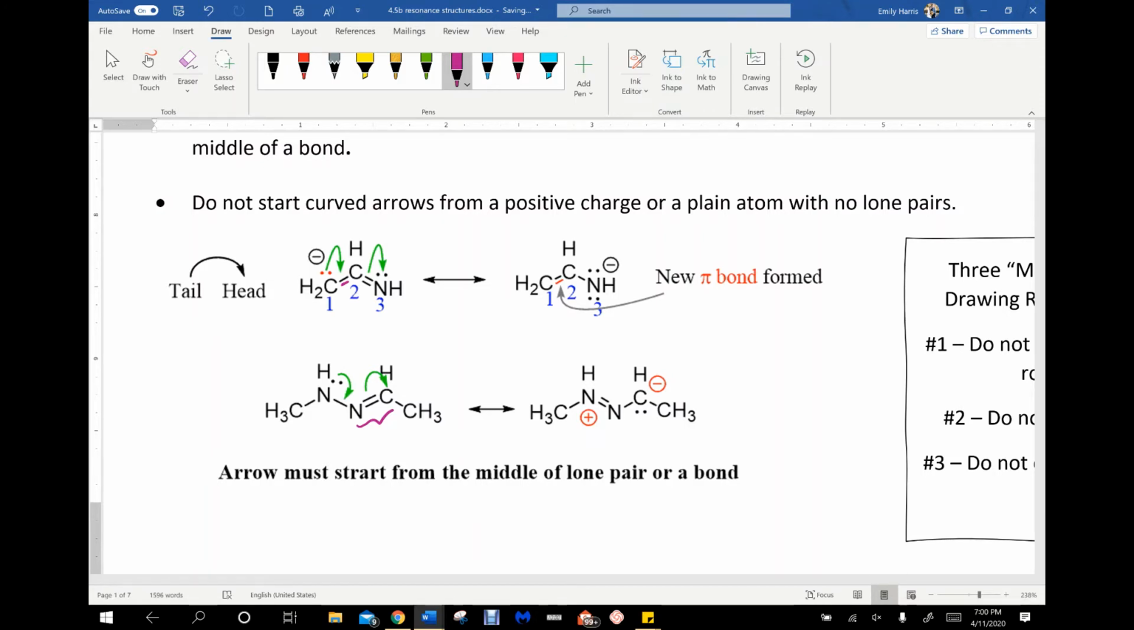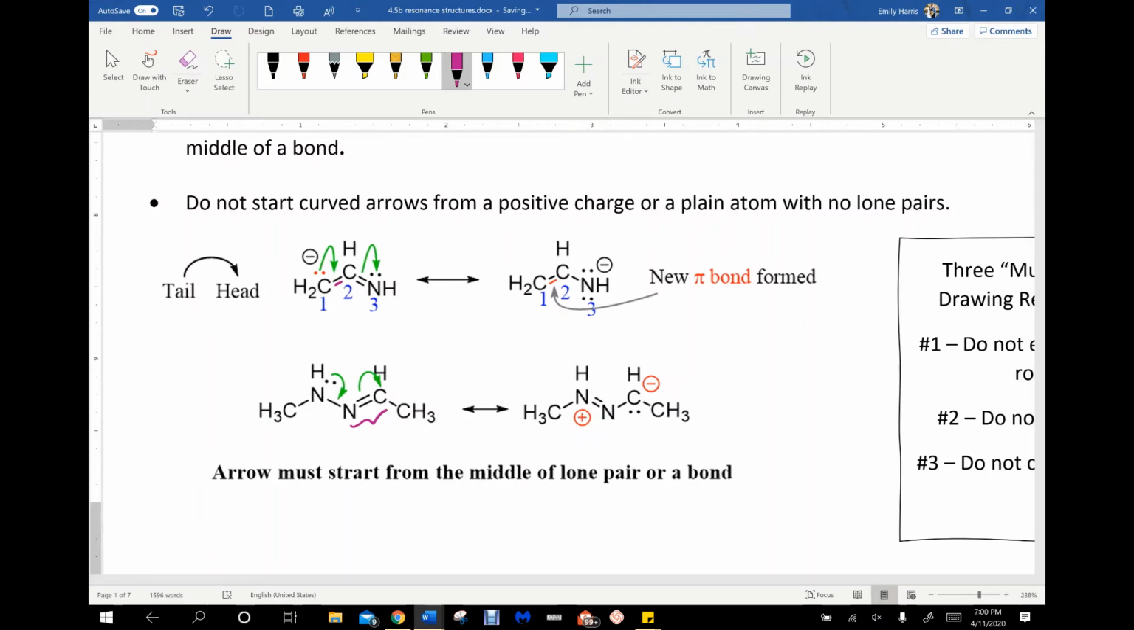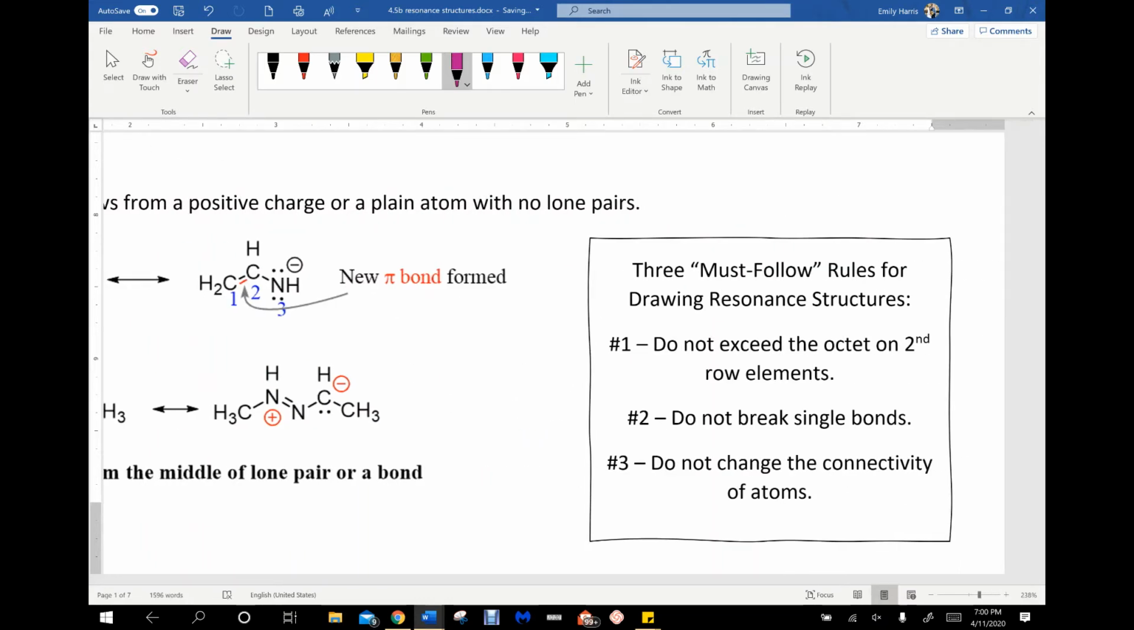So again, those arrows, what's consistent is they're starting from either a lone pair with a negative charge or a double bond. Okay. So again, three rules that we'll follow as we do some of these practices: if the element is on the second row, like carbon, nitrogen, oxygen, you cannot give it more than 4 bonds. You can't give it more than 8 electrons. Single bonds cannot be broken or redistributed, and we also cannot change how the atoms are connected.